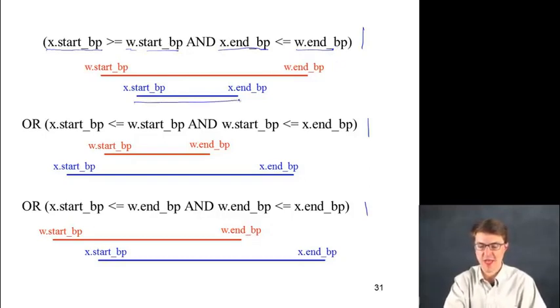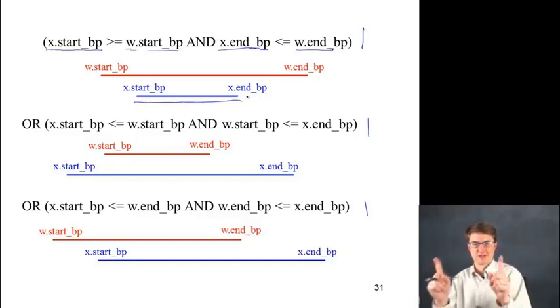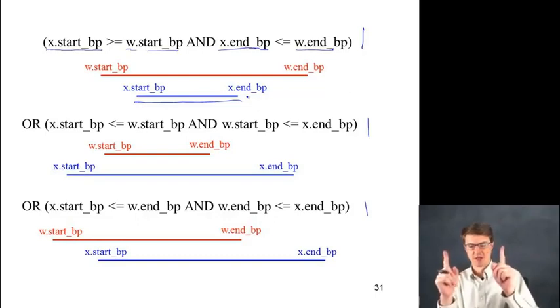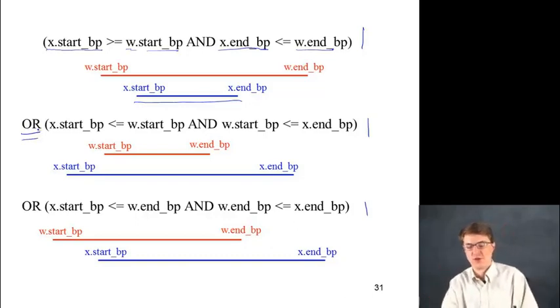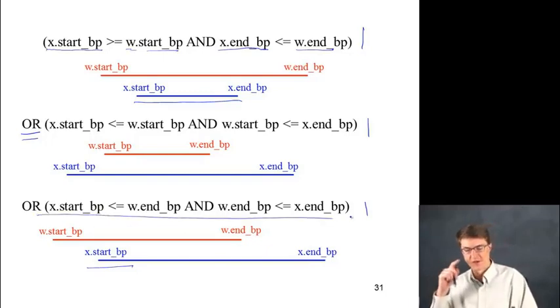We want the blue X interval, right? It's a sequence. The X table is filled with ranges, right? Start and end ranges, intervals, and the blue interval needs to be completely contained within the red interval, or the red interval needs to be completely contained within the blue interval, or the red interval needs to straddle the X start base pair, which you can do if you stare at this condition. Okay, so they're doing kind of an interval logic right there in SQL.